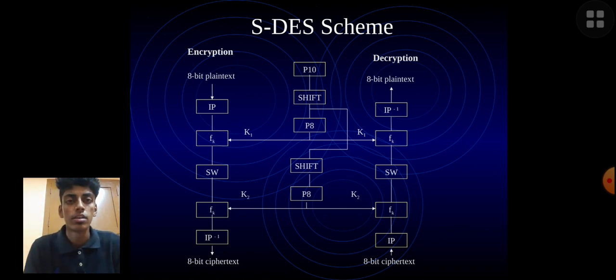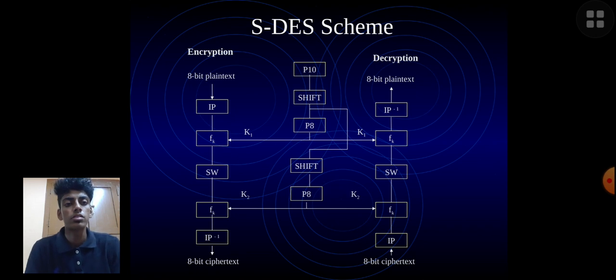In the process of encryption, first we find IP, later we find FK and swap, and again FK, and finally IP inverse. It gives the 8-bit ciphertext. In decryption also, first we find the IP inverse and FK, then swap, again FK, and finally we get IP. In the middle part there is key generation.